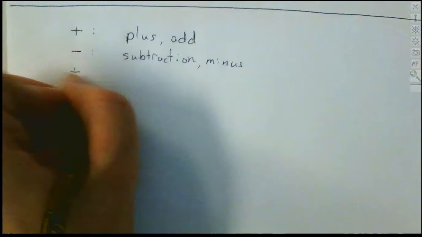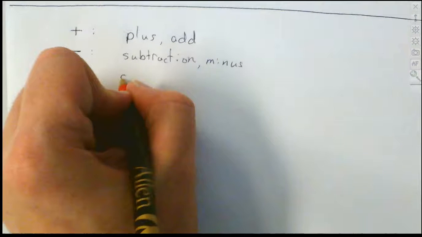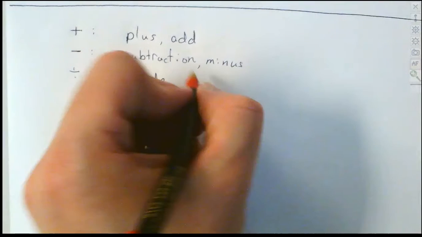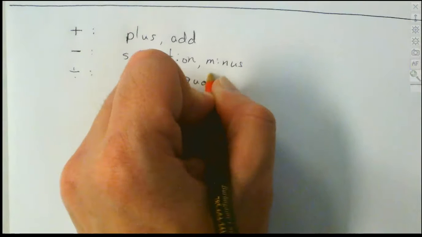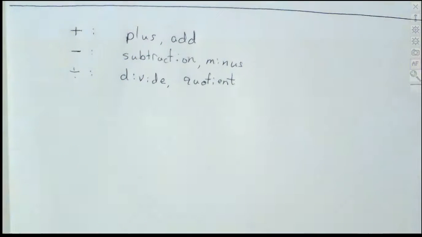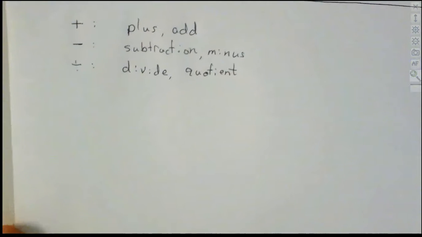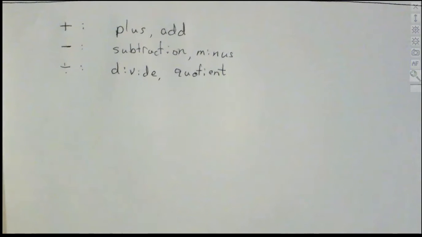What about divide? Okay, divide, we can say divide, or you can also use the word quotient, because quotient also means divide. So we're just learning about our operations and what goes with these operations. So when it says plus, that means addition. Same thing with add. Subtraction is minus. Same thing. Divide. Quotient also means divide.